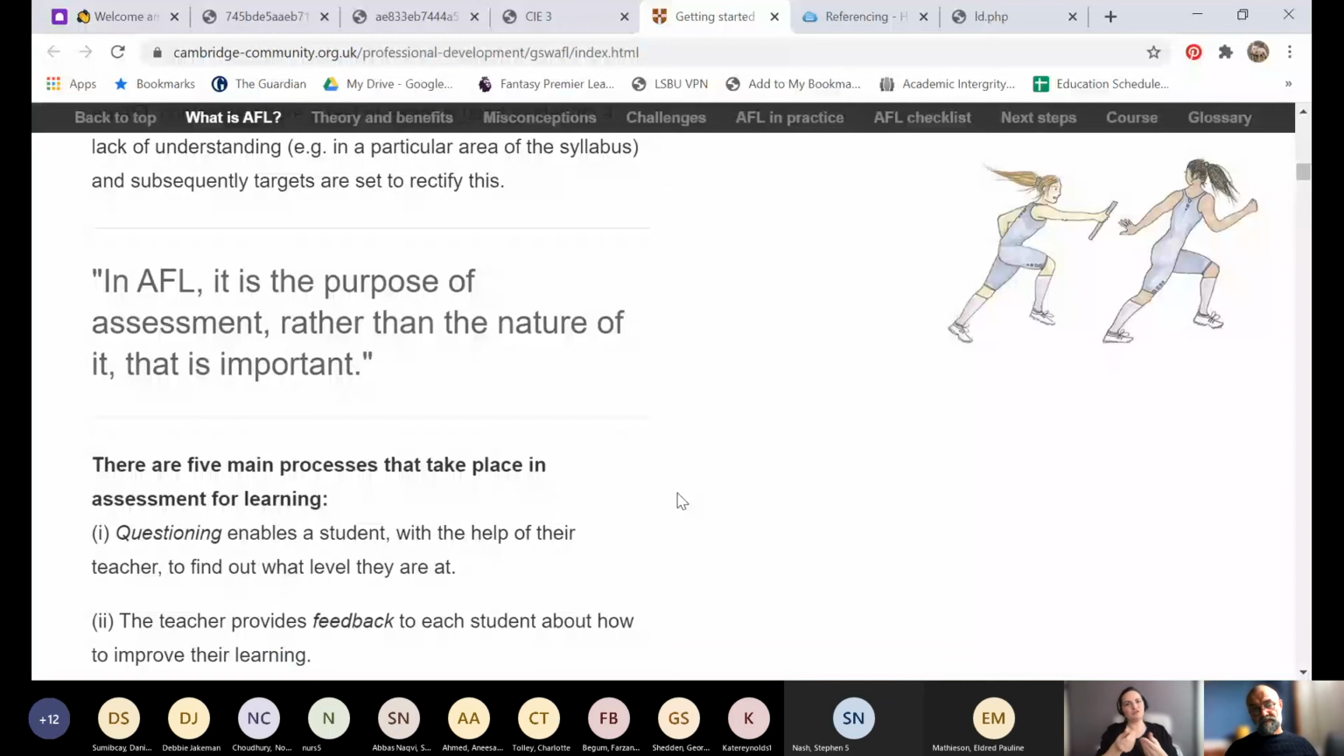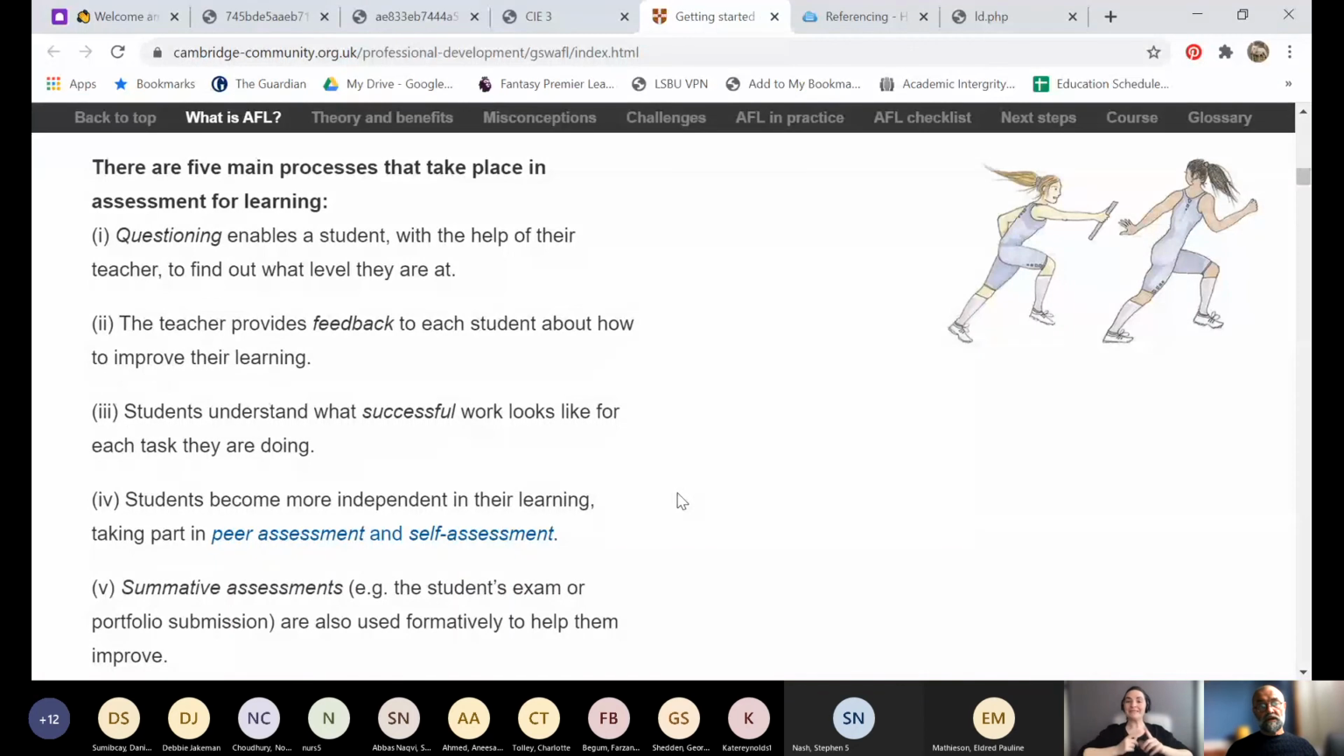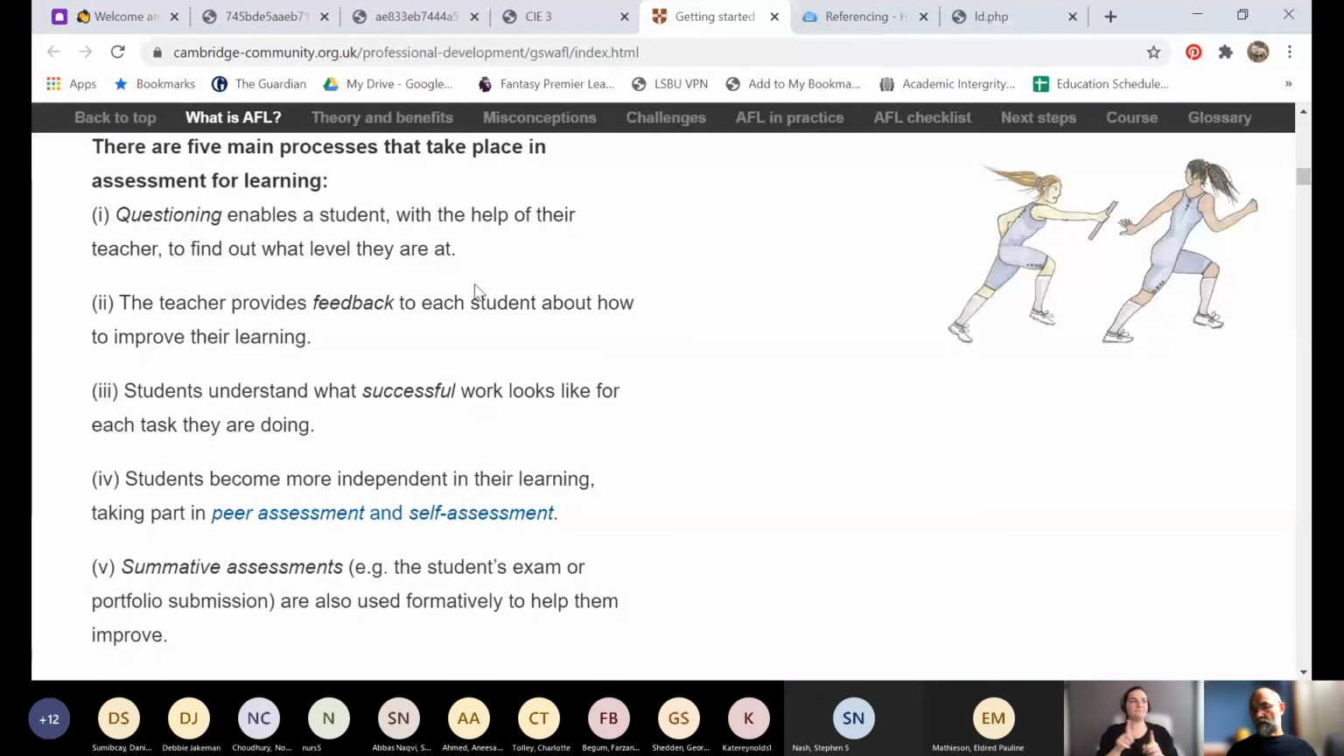It talks about the types of things that teachers will do when they are using assessment for learning. So we've got the idea of questioning. When I did the introductory chat about what we're covering in this session, I talked about the driving instructor asking the driving student some questions. So questioning is a key element of assessment for learning practice. When I say practice, I mean what happens in the classroom. So the teacher will ask students questions.